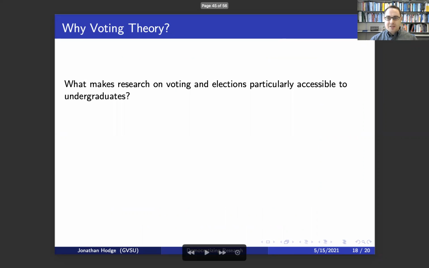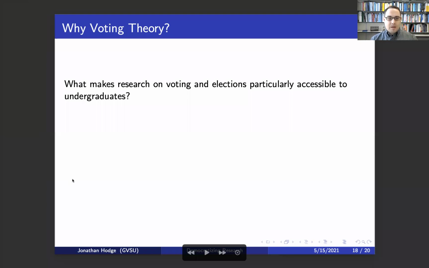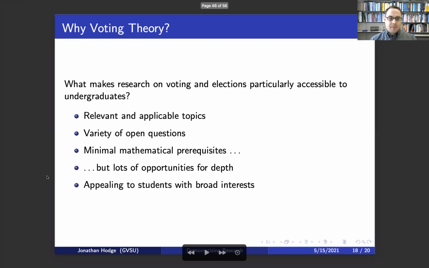So just a few thoughts here to wrap up. I would say voting theory is a really nice area to introduce students to research in mathematics. And I think that's true for a number of reasons. One is there are lots of relevant and applicable topics that lend themselves to students with lots of different interests and backgrounds. So if students have more of a proof-based background, there are theoretical questions to answer. If students are more interested in applied and computational mathematics, there are all sorts of simulation-based projects that can lead to really interesting results.